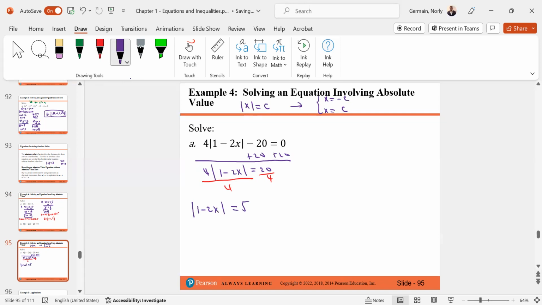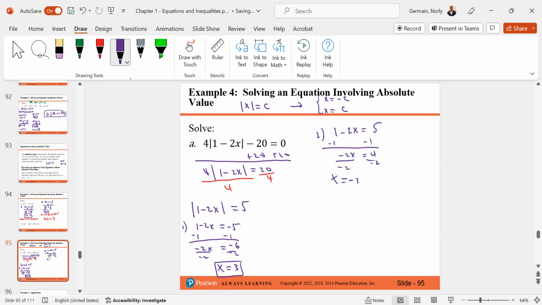You can say 1 minus 2x equal negative 5. That's the first equation. If we subtract 1 from both sides, it's going to give negative 2x equal negative 6. If you divide by negative 2 from both sides, x equal to 3. First answer. Second answer, the second equation, we can say 1 minus 2x equal positive 5. If you subtract 1 from both sides, it gives you negative 2x equal 4. Divide by negative 2 from both sides, x equal negative 2.